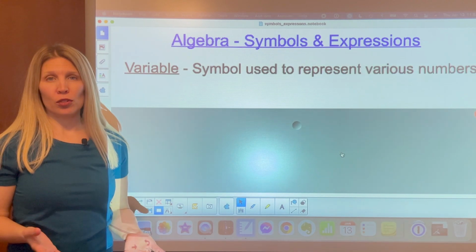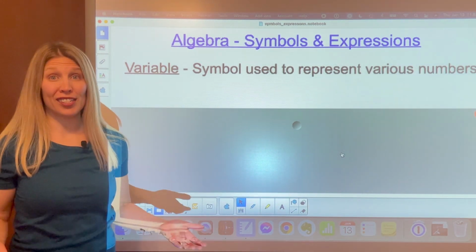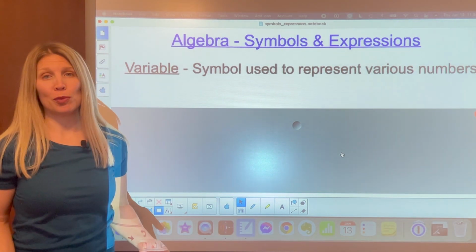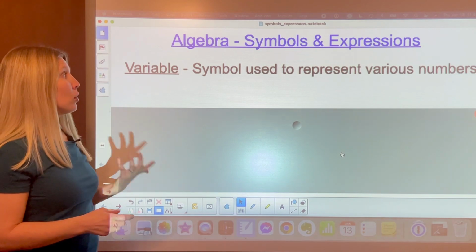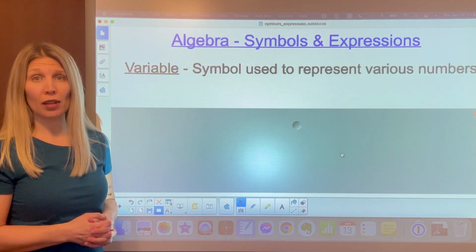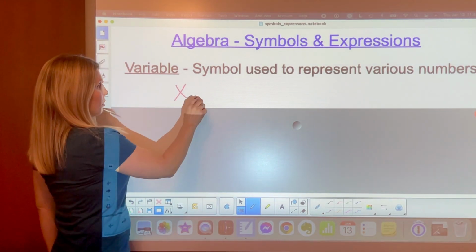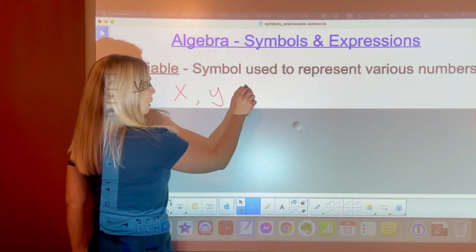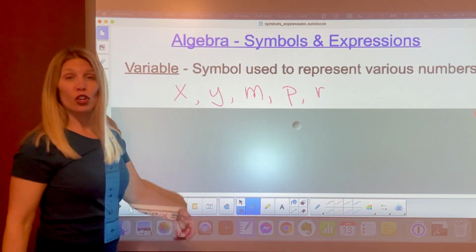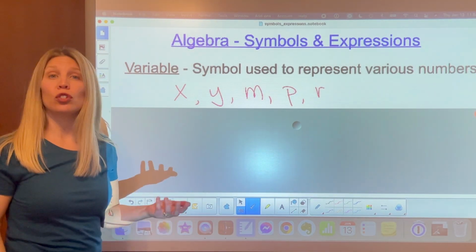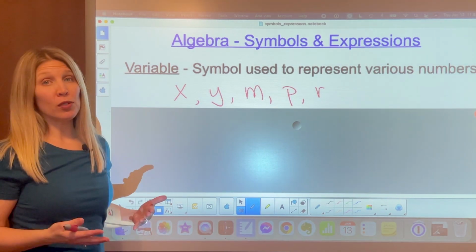Before you can start algebra, you need to know some basic definitions because this will help you understand everything that's about to be explained. The first thing right here is variables. A variable is a symbol used to represent various numbers. So for this, it's going to be anything: X, Y, M, P, R. They're going to use any letter to represent a number. That's what a variable is, a letter used to represent a number.